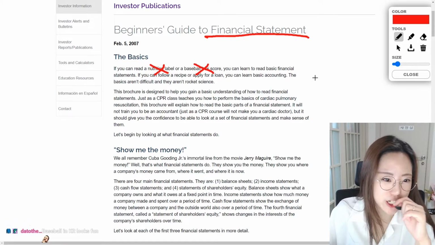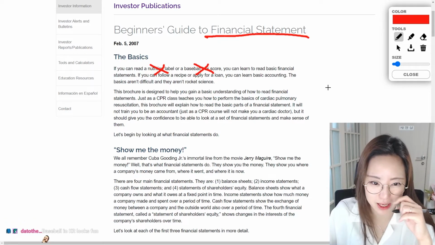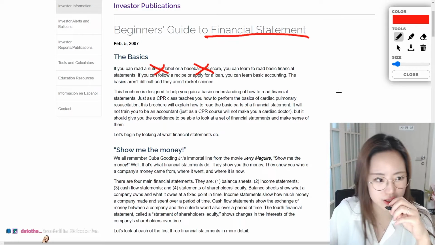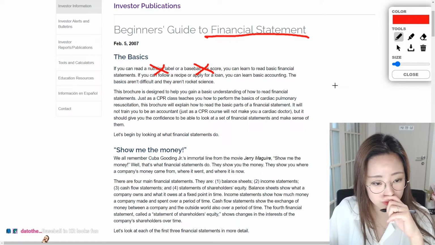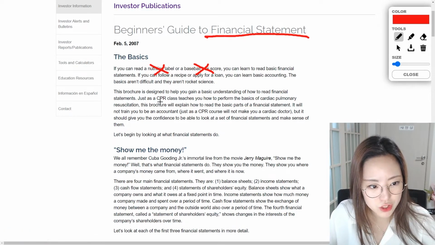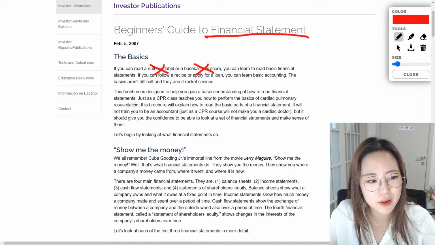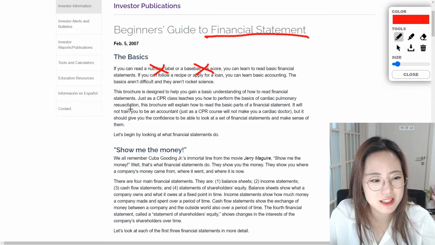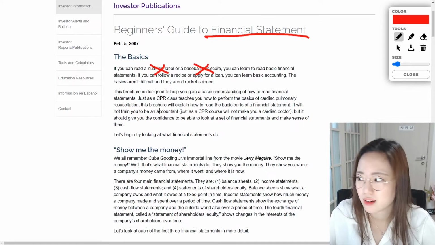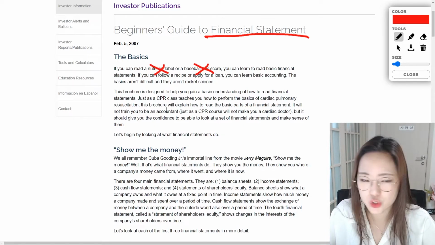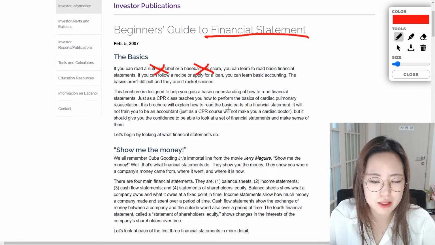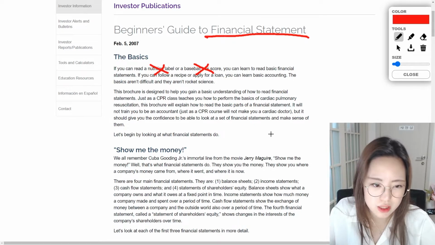This brochure is designed to help you gain a basic understanding of how to read financial statements. Just as a CPR class teaches you how to perform the basics of cardiopulmonary resuscitation, this brochure will explain how to read the basic parts of a financial statement. It will not train you to be an accountant.